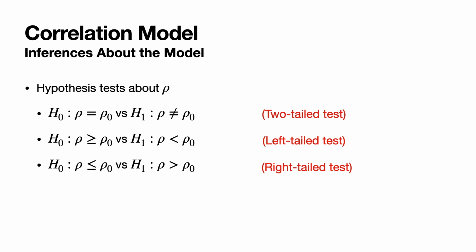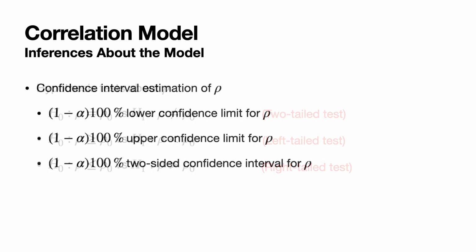Now, in addition to testing hypotheses about the correlation coefficient, where we are making qualitative decisions about the value of the correlation, we can also construct confidence interval estimates for the correlation coefficient. And we would typically follow up any kind of hypothesis test with a corresponding type of confidence interval. So, for example, we could construct a lower confidence limit for a correlation coefficient. We could construct an upper confidence limit for that correlation coefficient. And we could also construct a two-sided confidence interval for the correlation coefficient.